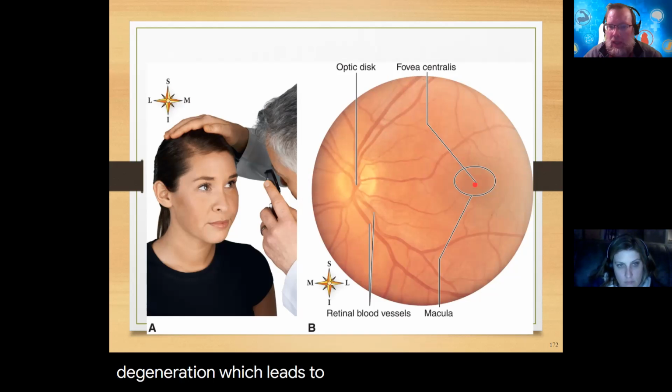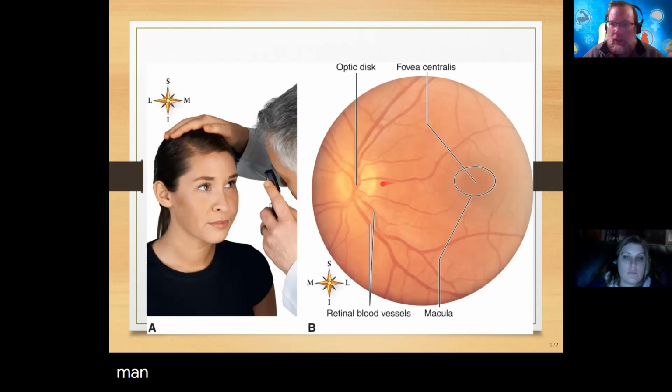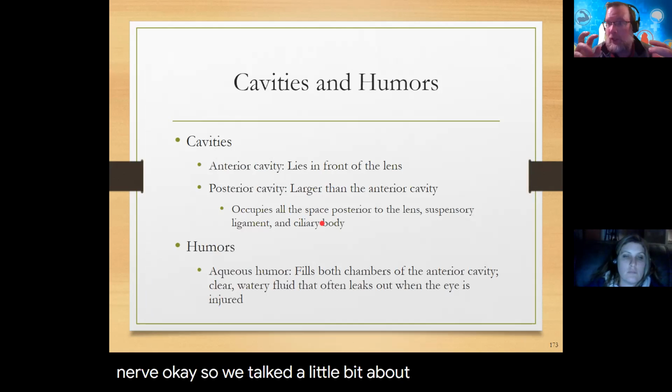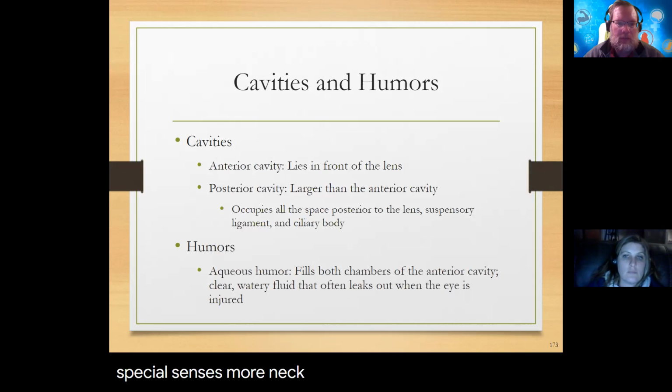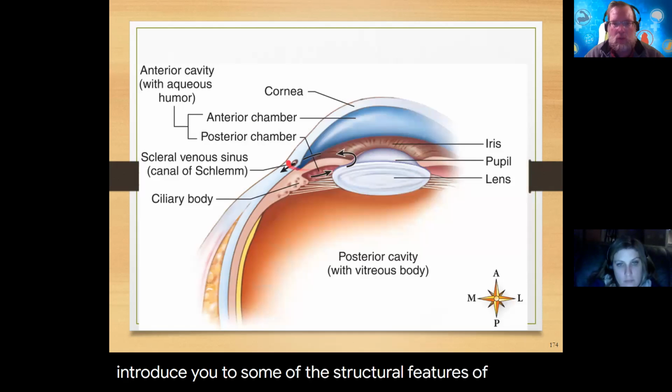So all of your visuals are going to load up and come together at this macula, and then we're going to send it all through the optic nerve. Yeah, so we talk a little bit about the functionality of the special senses more next semester. Again, I just wanted to introduce you to some of the structural features of these special sensory organs.